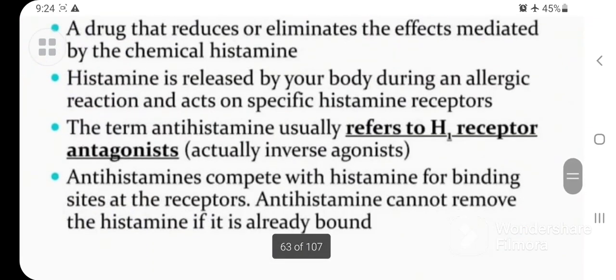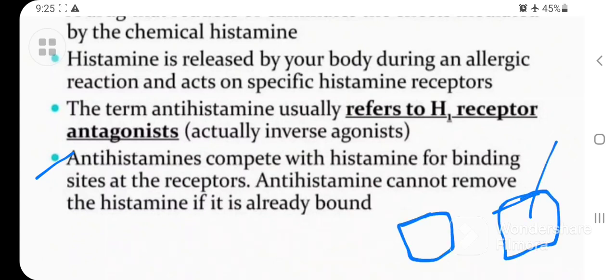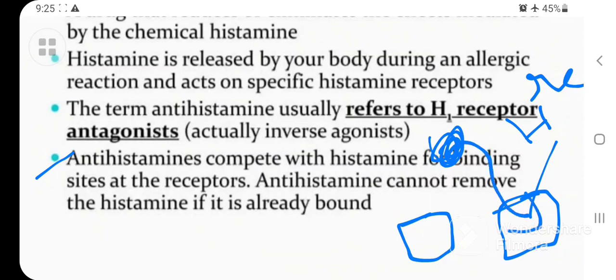Next, antihistamines compete with histamine for binding sites at the receptors. Antihistamines cannot remove histamine if it is already bound. Very important. See the example: these are the histamine receptors, and this molecule is histamine. If histamine has already bound to the histamine receptors, these antihistamines can't go and release it. They are not able to remove histamine from the receptor.